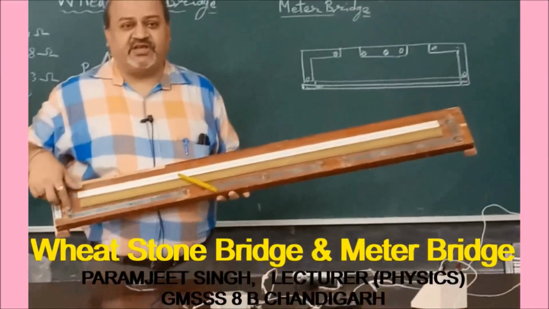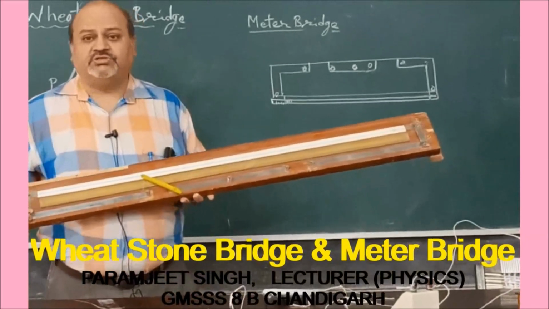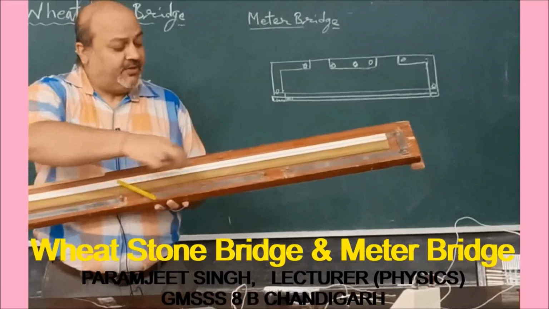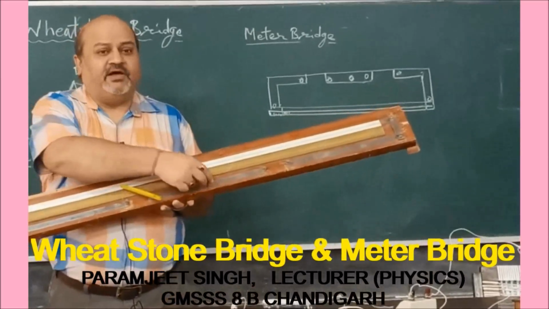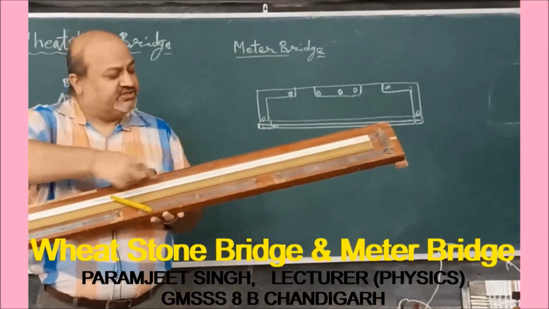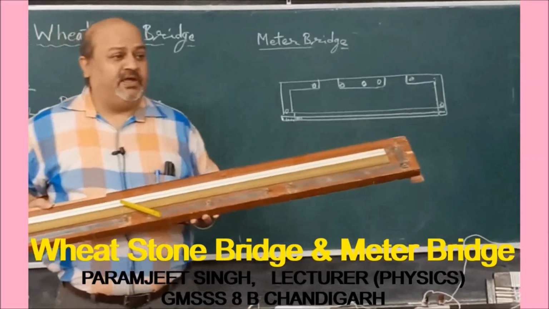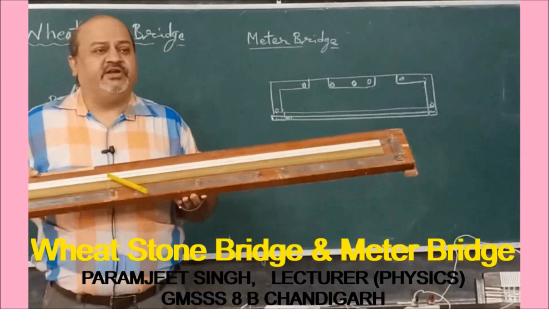You see strips, screws, gaps, one gap, second gap, and one connection in between at the center. This is a 1 meter wire. Normally this wire is made of manganin. This is the meter bridge.